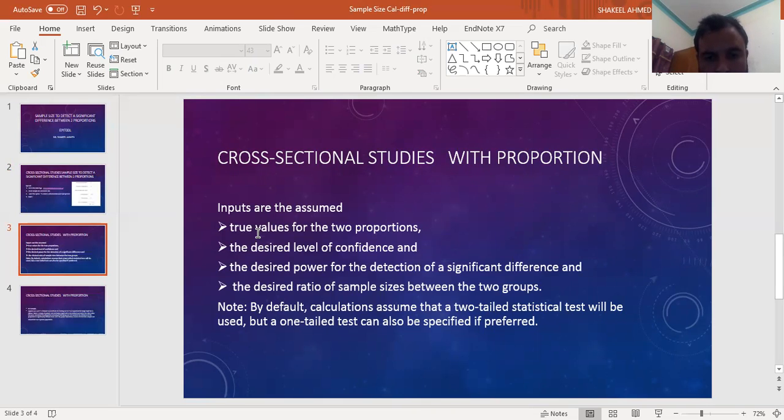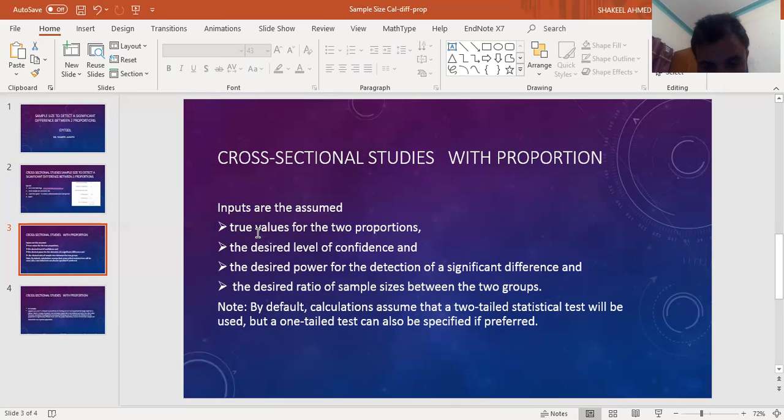The desired level of confidence and the desired power for detection of a significant difference, and the desired ratio of sample size between the two groups. This is the ratio of n2 divided by n1. If you take a value of 1, this means that you are taking an equal number of sample sizes in both groups. By default the calculation assumes that a two tailed statistical test will be used. If you want to conduct a one tail test, then you can click on the one tail option.